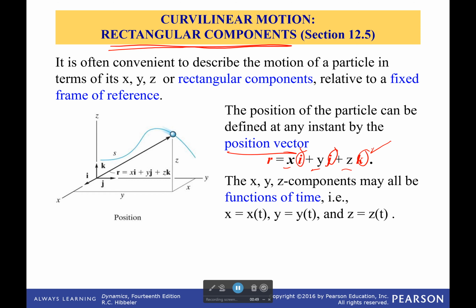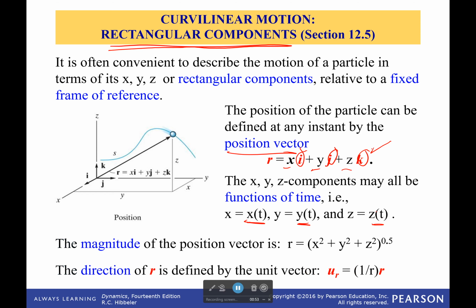And x, y, z components can also be functions of time, which means we can actually differentiate them. The magnitude of the position vector, so the distance from the origin to your particular point, is going to be r, which is simply kind of like the Pythagorean theorem, but for 3 dimensions. X squared plus y squared plus z squared. So each of our components squared, and then we take the square root of that.